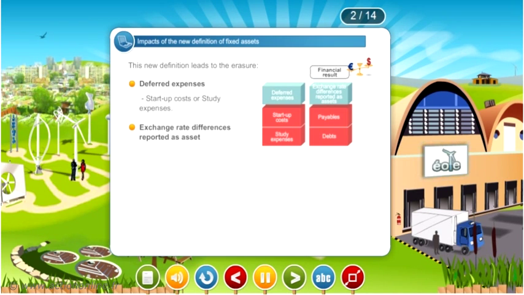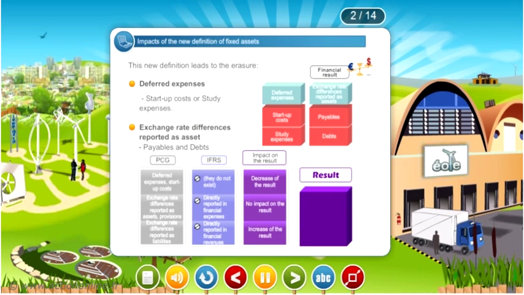Deferred expenses are, for example, the startup costs or the preliminary project development costs for a new establishment, which have to be fully borne during the financial year during which they have been incurred. As to the exchange rate differences reported as assets, payables and receivables in foreign currency have to be translated at the closing rate, and unrealized exchange gains or losses will be directly registered in the financial result.